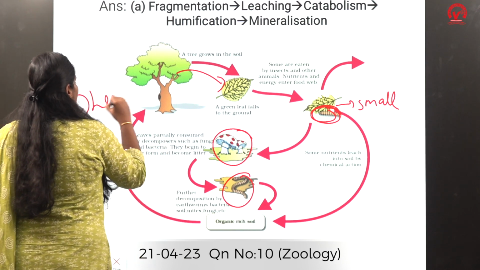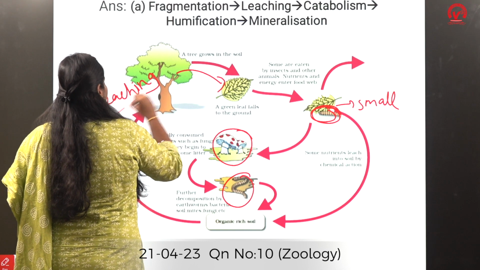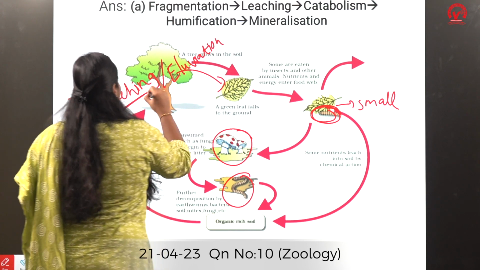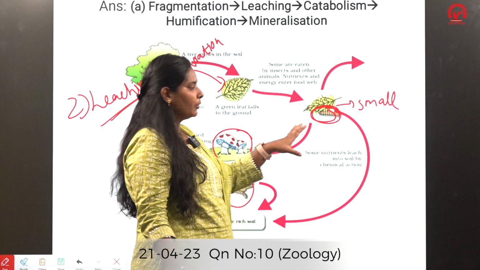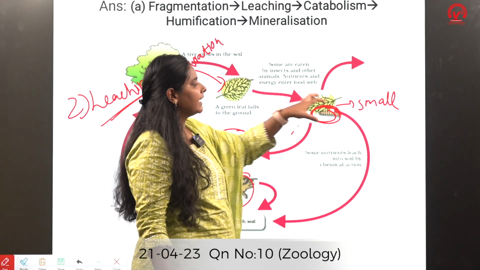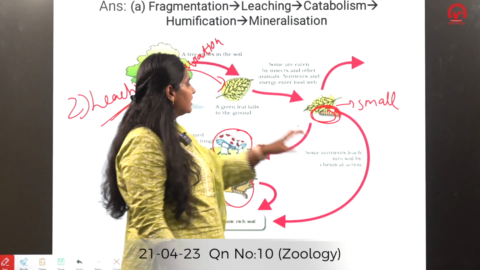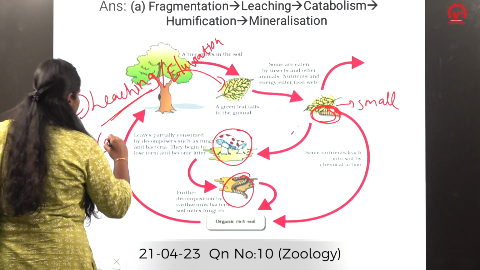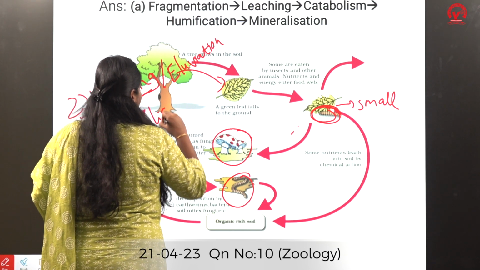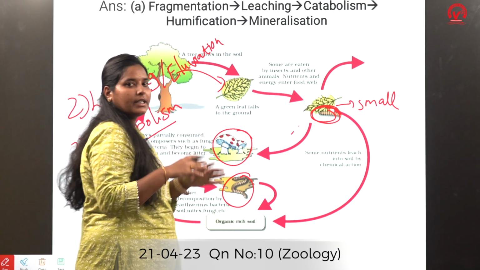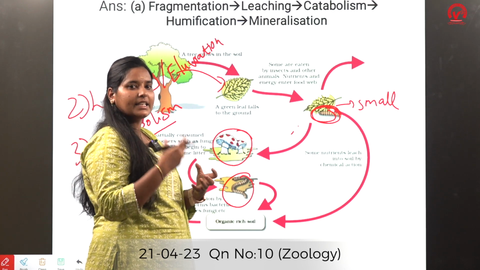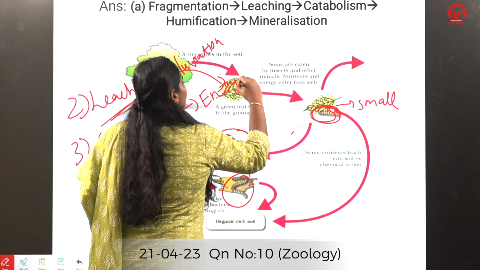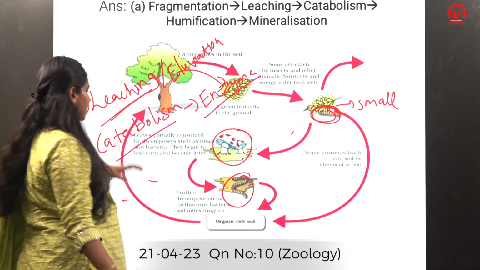So, the second step is leaching. It is also called eluviation. In this leaching process, some of the nutrients, that is the water soluble nutrients present in these particles, get leached into the soil and dissolved in the water. So, this process is called leaching. And the third process is called catabolism. In catabolism, the complex materials get converted into simple materials by the release of the enzymes of the microbes. So, by the release of the enzymes, the complex substances get converted into simpler substances in catabolism.